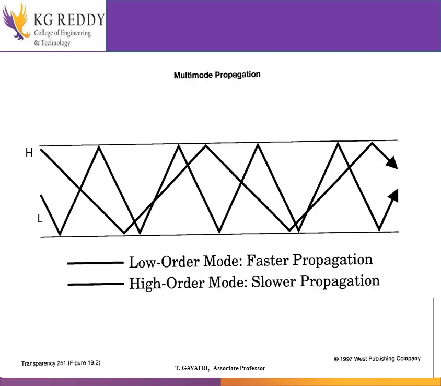We can see different mode propagations in a waveguide. We can see that a lower order mode has faster propagation whereas higher order modes have slower propagation. The one below is a lower order mode which will move very quickly, and the higher order mode will move slowly through the waveguide.